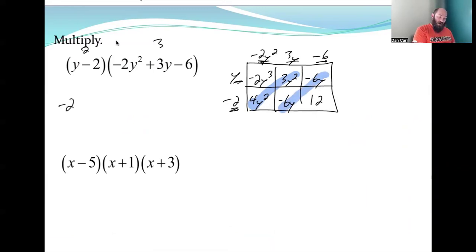So now I can write out negative 2y cubed. 4 plus 3 is going to give me a 7y squared. Negative 6 and negative 6 is a negative 12y, and then positive 12.